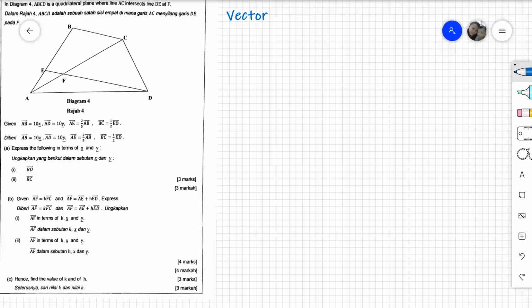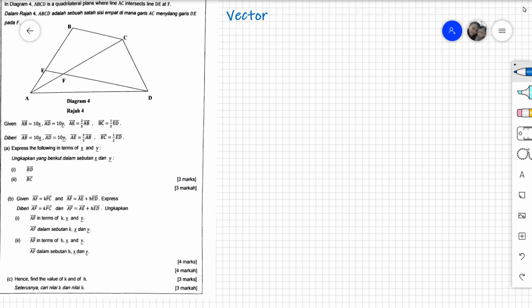Hello everyone. In this video clip, I'm going to explain how to solve vector questions. Basically, to solve vectors, we have to apply the concept of ratio and also compare coefficients. If you understand how to deal with these two, then we can solve the whole vector question. Now, before that, let's understand the requirement of the question.